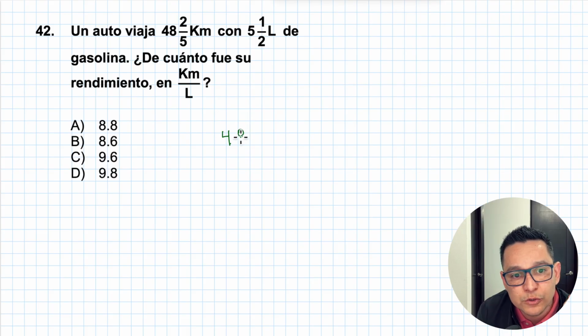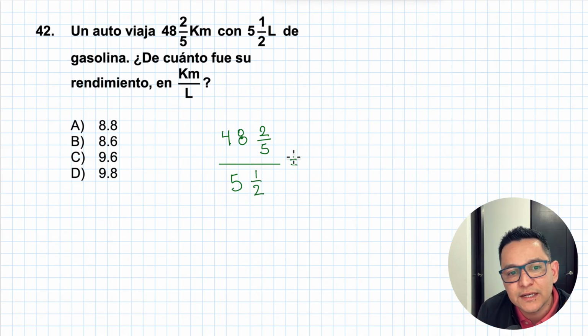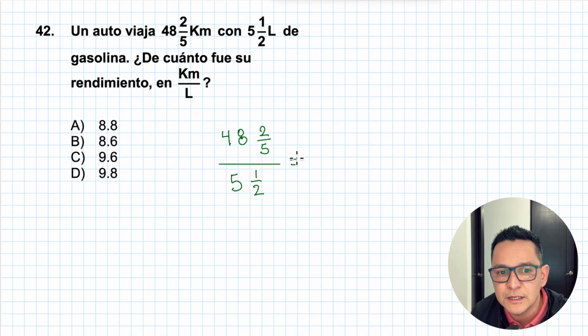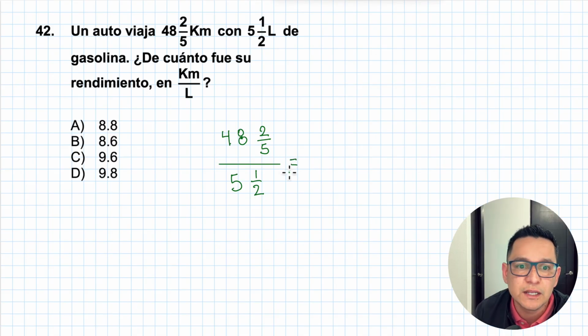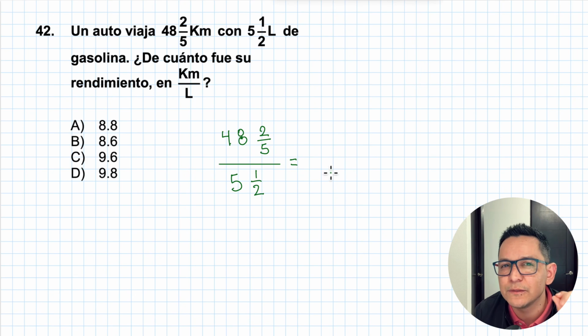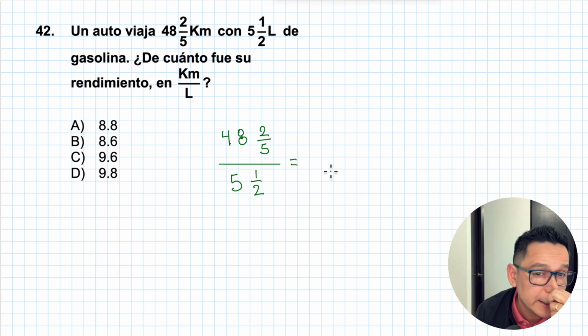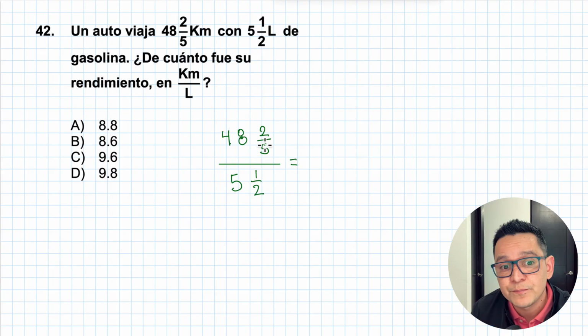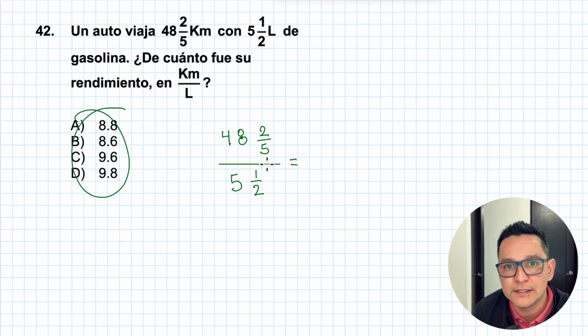So we write down 48 2/5, and this is going to be divided by what? Well, by 5 1/2. Look, we could do this operation by first converting to decimal and then doing the division. But I think it's harder if we do divisions with numbers that have decimal points. So in this case, I'm going to work directly with fractions. And at the end, we'll do the division to see which decimal it corresponds to.